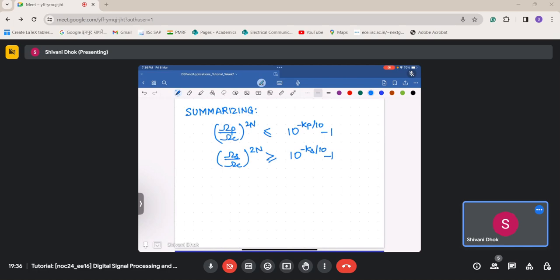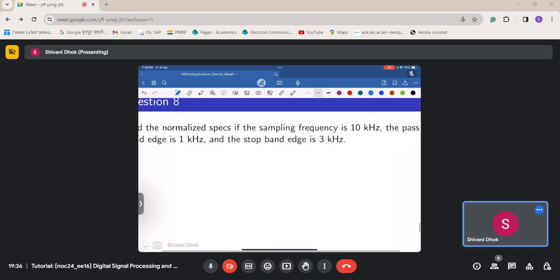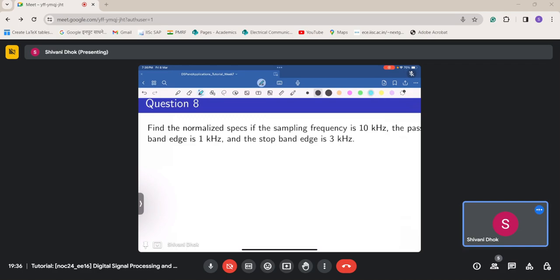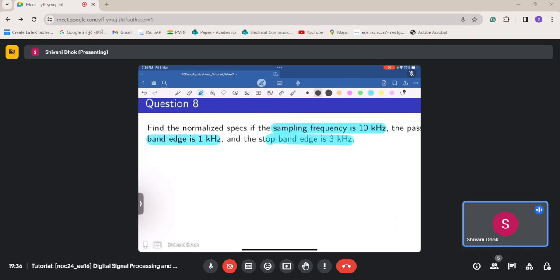Okay. If there are no queries, then let me move on with the 8th question. This is also a simple question. We need to find the normalized specs if the sampling frequency is 10 kilohertz, passband edge is 1 kilohertz, and stop band edge is 3 kilohertz. This is for a low pass filter.